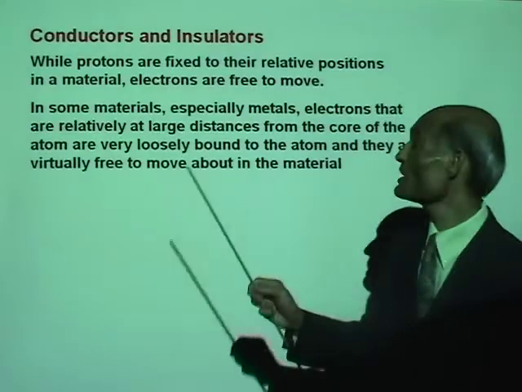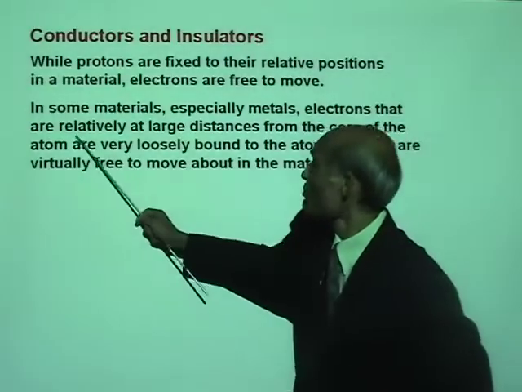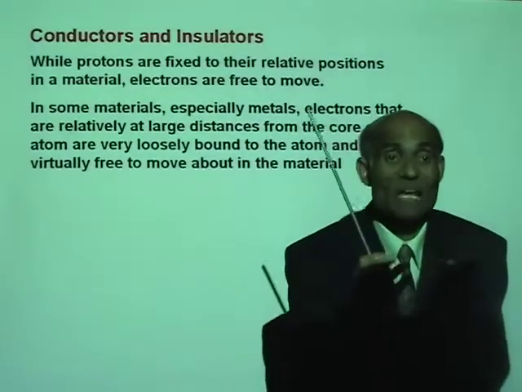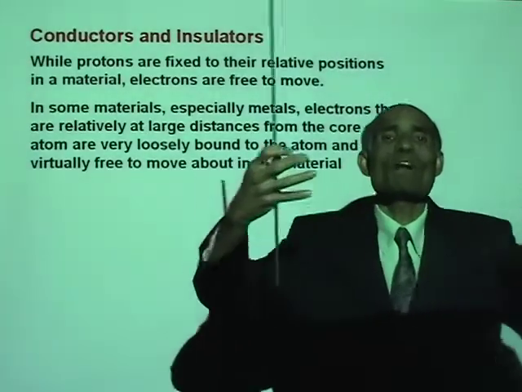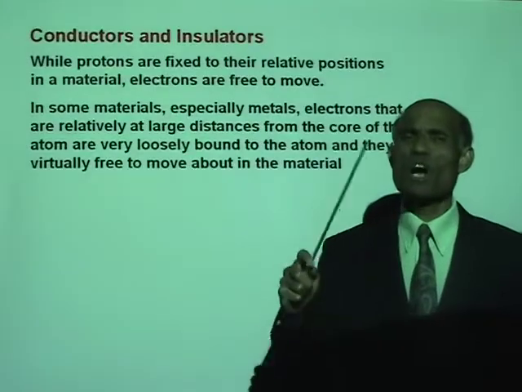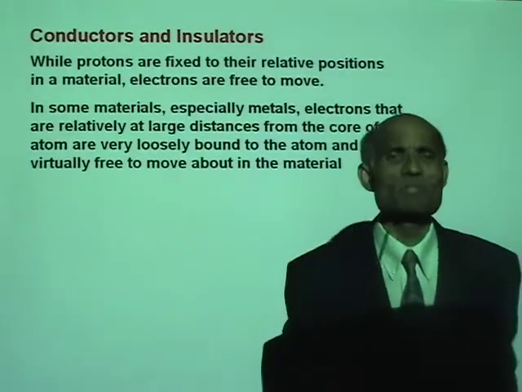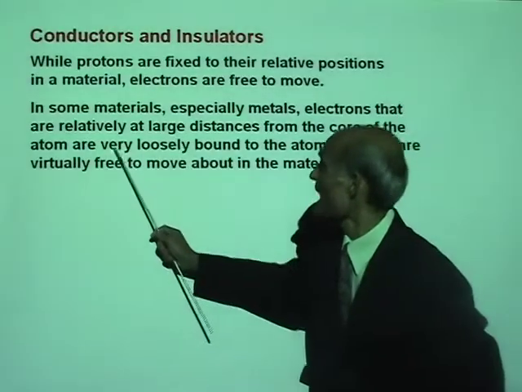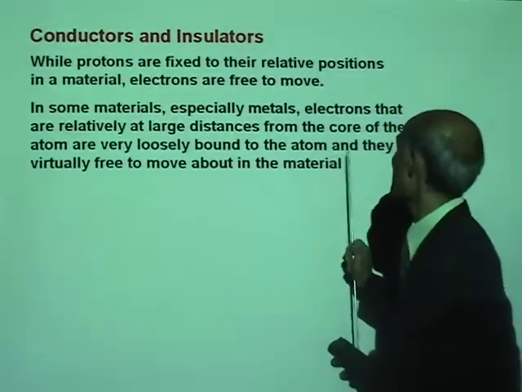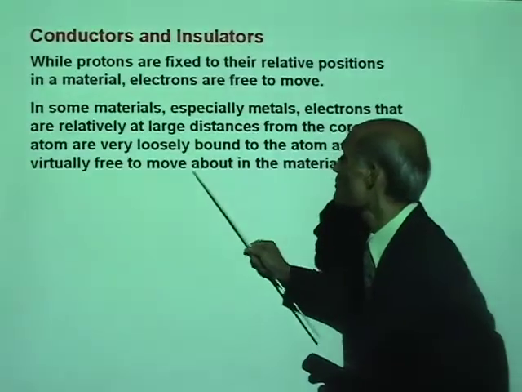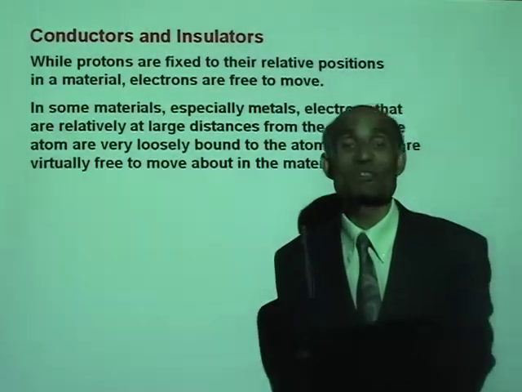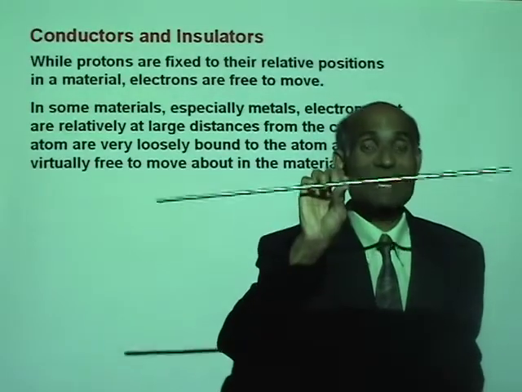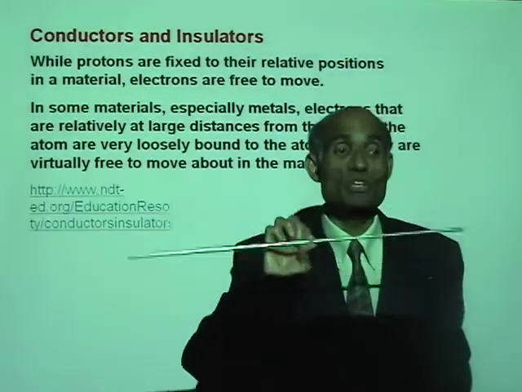Now, the reason is this. Electrons that are relatively at large distances from the center of the atom normally wander about. They do not really belong to a particular atom. They wander about within the materials. They are loosely bound to the atom and they are virtually free to move about in the material. That is the characteristic of a metal like this, which is a good conductor.